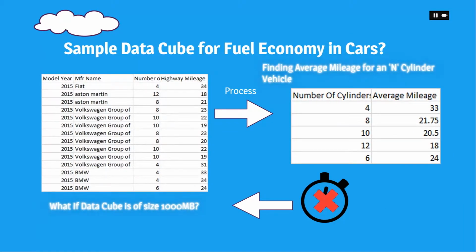We have a sample data file with details of fuel economy for cars from various manufacturers. The data file has the information of the model of the car, the name of the manufacturer, the number of cylinders the car has, and the mileage of the car on the highway. What if we need to find the average mileage for n-cylinder vehicles and the data file is of size 1000 MB? We would not be able to get the result within the given time frame using traditional systems. Hence this data file can also be called big data. Any data that cannot be processed or handled within the given time frame can be considered as big data.